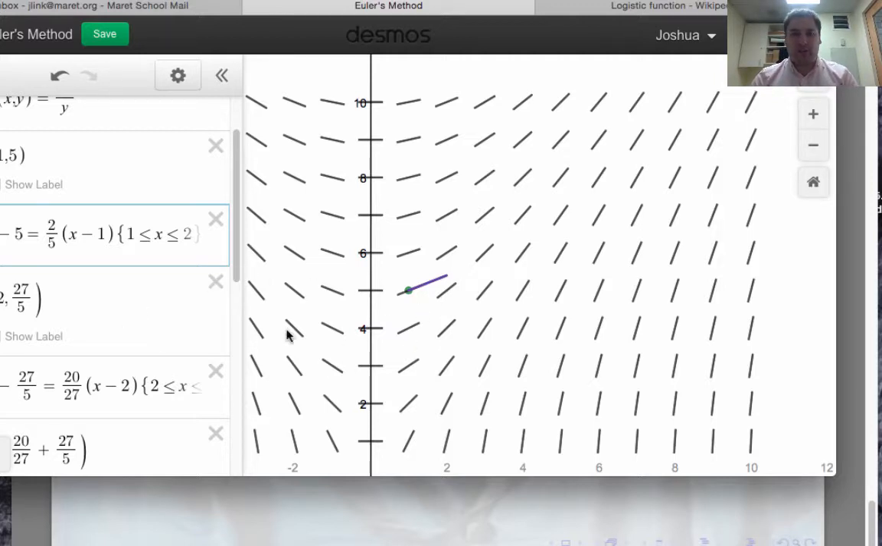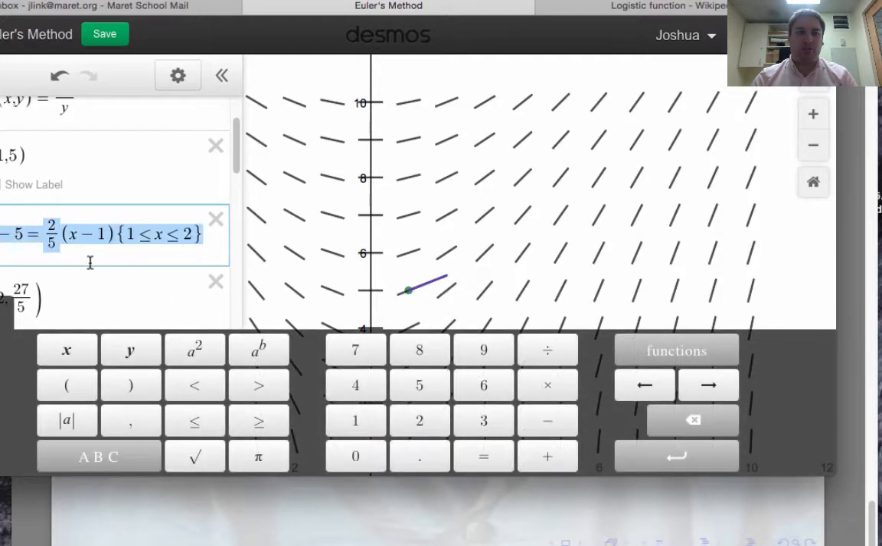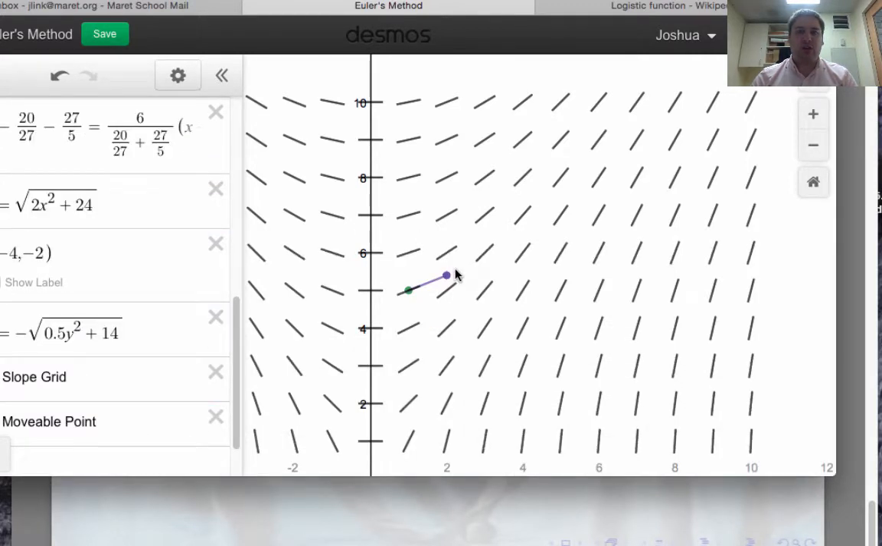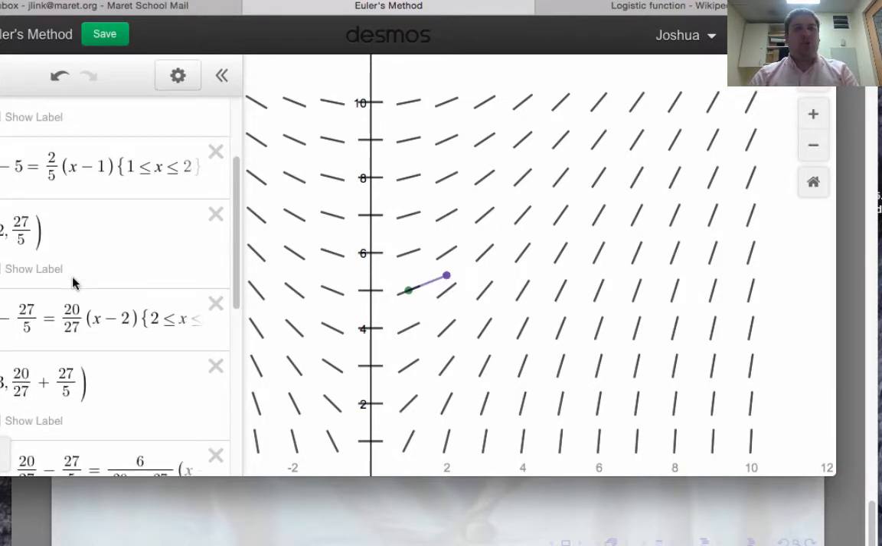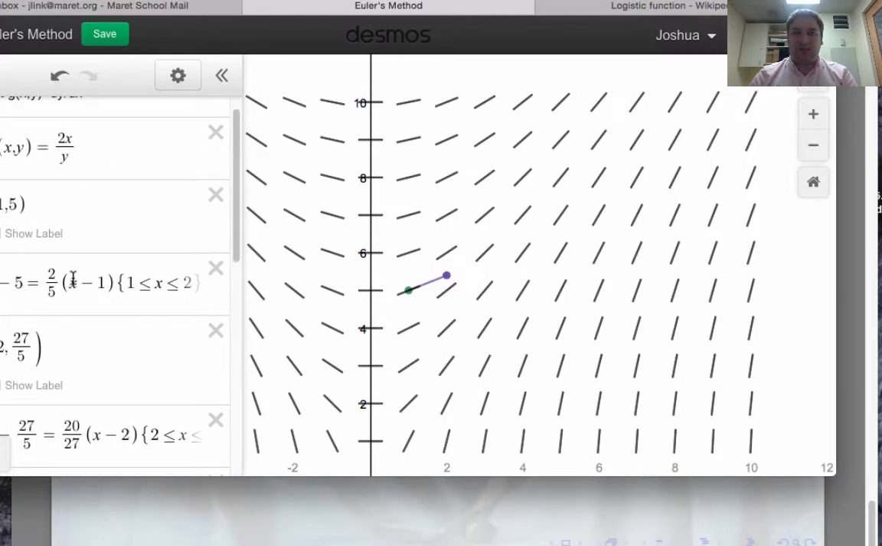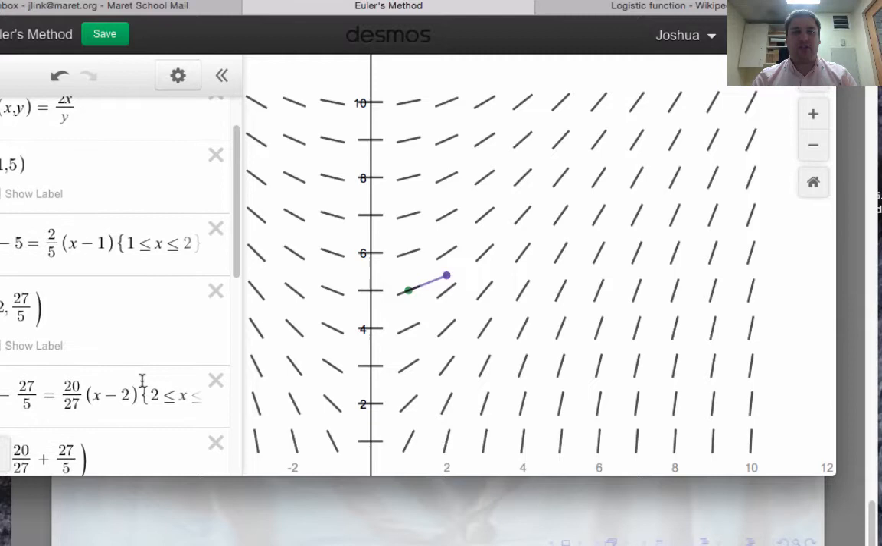Then I want to find the endpoint of this segment. The endpoint is when x equals 2, so I can just plug 2 into my formula here, and when I did that I got 27/5. I'm going to plot that point. That becomes my new starting point. So my new point is 2, 27/5, and again I have a differential equation, so I can just plug 2 in for x, 27/5 in for y, and figure out what the slope is at that point. After some arithmetic, I found that the slope there has to be 20/27.